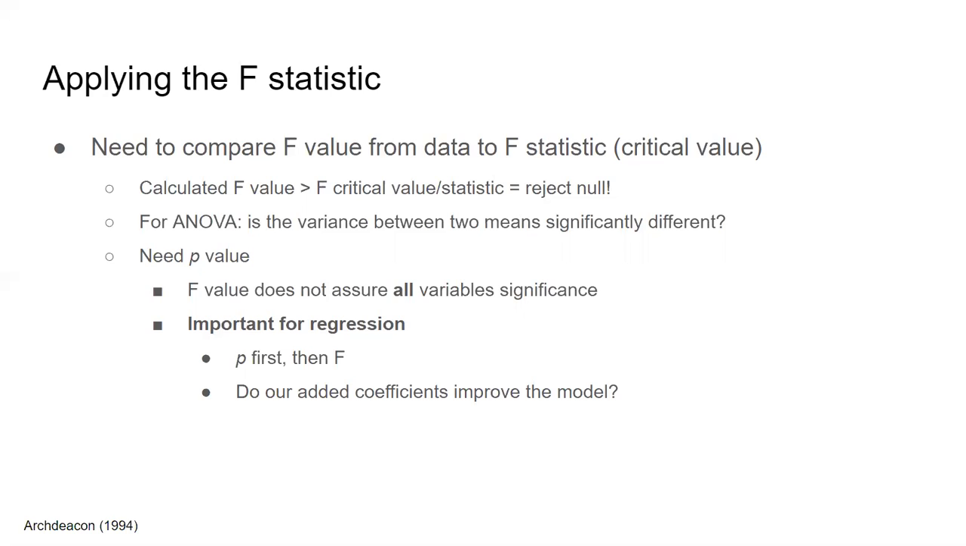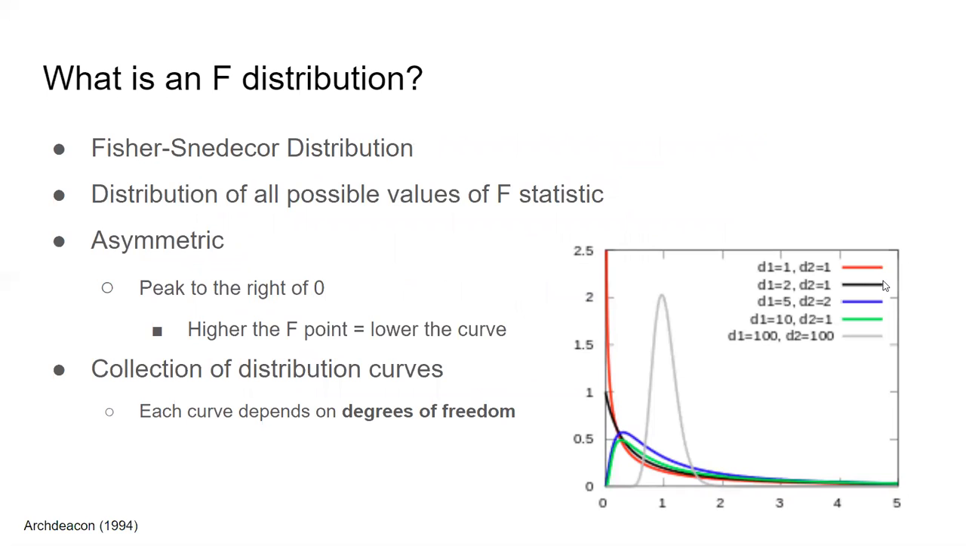However, we still need to interpret and apply the p-value. That's because the F value does not assure that all of the variables are significantly different. It could just be one of the few variables that we're looking at. The p-value will tell us if there's significantly different values between all of the variables. This is also very important for regression tests. We need to look at the p-value first, then the F statistic. If the p-value isn't even significant, we don't even need to look at the F value at all, because we assume then that our added coefficients have not improved upon the existing regression model. There's no significant differences.